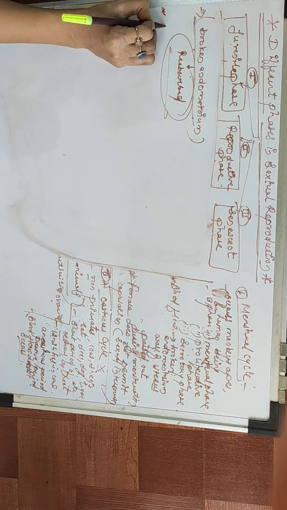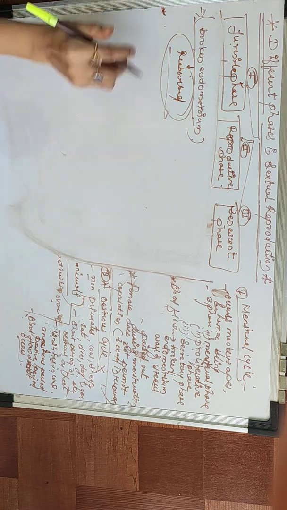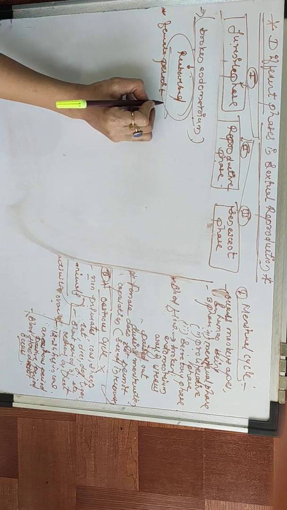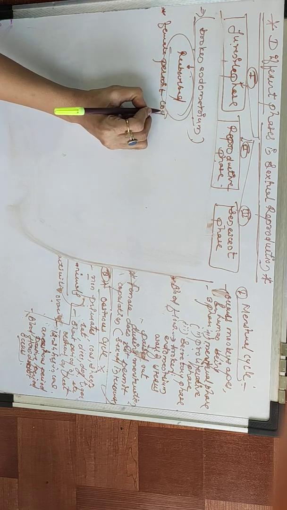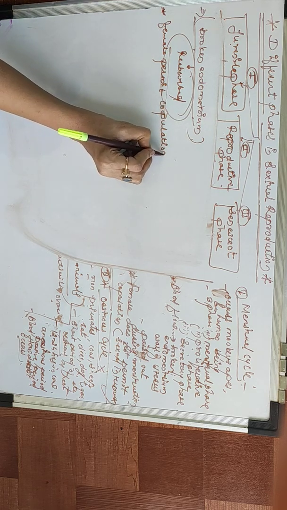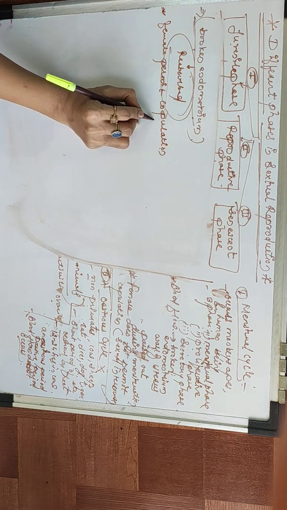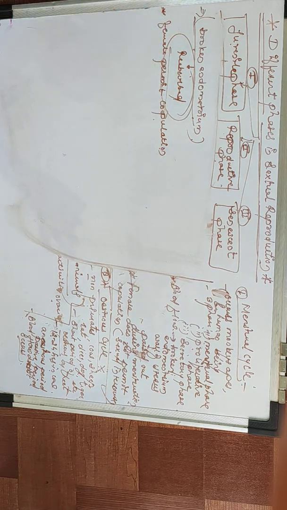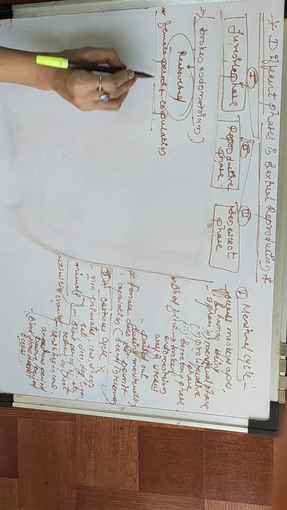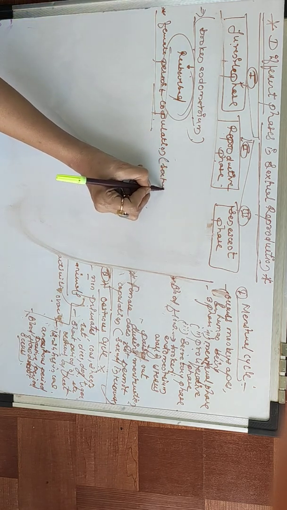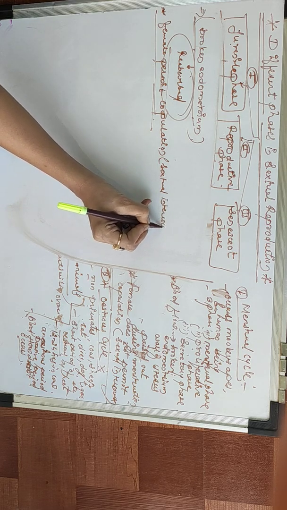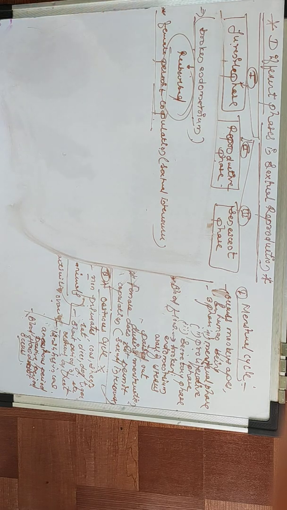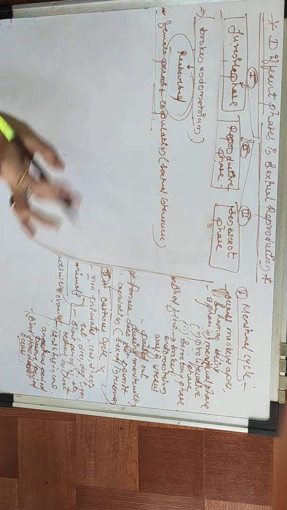Here in this estrus cycle, this female permits copulation. In the menstrual cycle the female does not permit copulation, but in the estrus cycle the female permits copulation. It means sexual intercourse. So this is the estrus cycle.